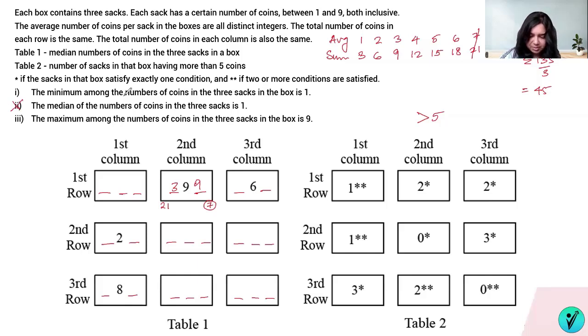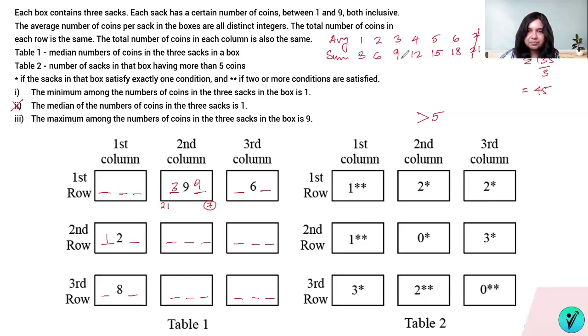If I look at the first one, the minimum among the number of coins in the 3 sacks in the box is 1. All right, if I give this a 1, then what can I give the other number so that this addition is again divisible by 3? So 3 is already gone. One of the numbers has to be greater than 5. Okay, so 3 is out. The sum can't be 3. Can I have the sum as 6? In order to have the sum as 6, this number will have to be 3. But I need one number greater than 5. So this number cannot be 3.